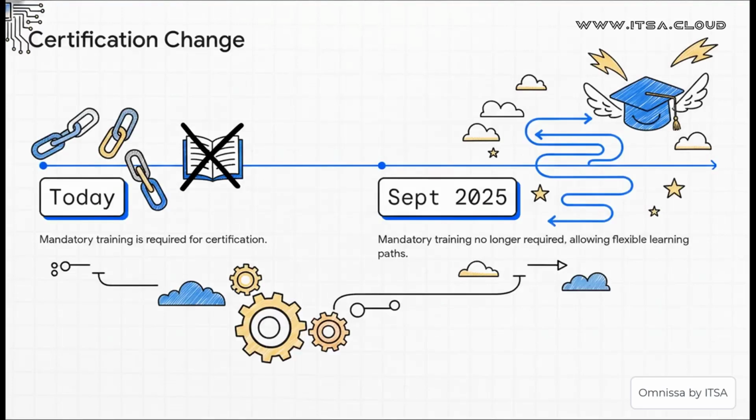Okay, listen up because this is huge. Starting in September 2025, Omnissa is getting rid of the mandatory training prerequisite for their certifications. So what does that mean for you? It means if you're an experienced pro, if you've already got the skills from years on the job, you can go straight to the exam and prove it. You don't have to waste time and money sitting in a class covering things you already know. This is a massive win for experienced engineers who just want to validate their skills.